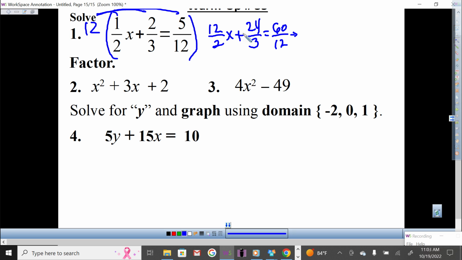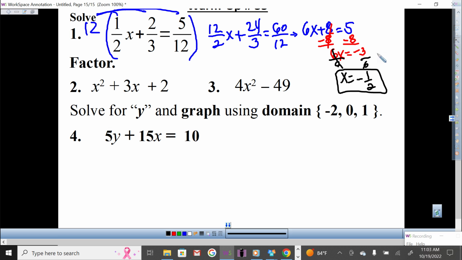Next, can I simplify this? Yes. 6x plus 8 equals 5. Oh, my bad, equals 5. And the rest is history. Minus 8 minus 8. 6x equals negative 3. And last but not least, divide by 6. X equals negative 3/6 or negative 1/2.